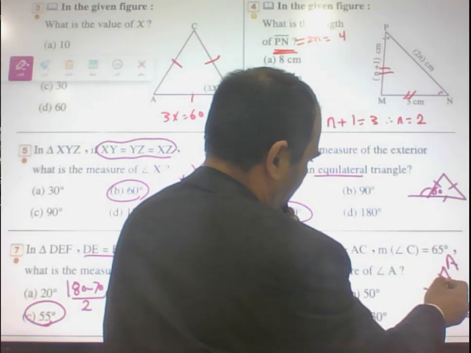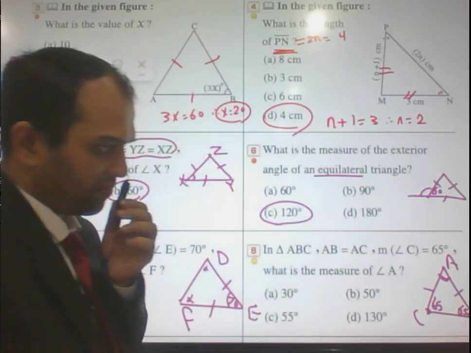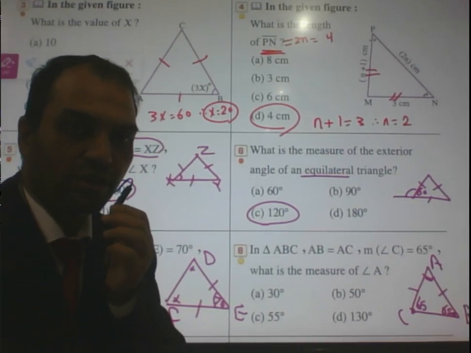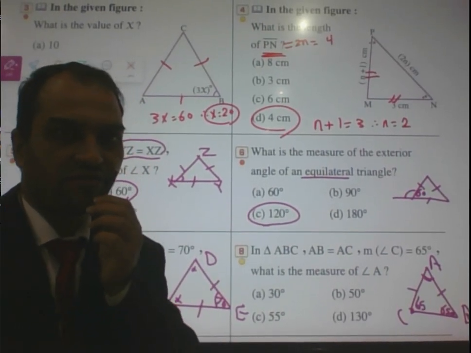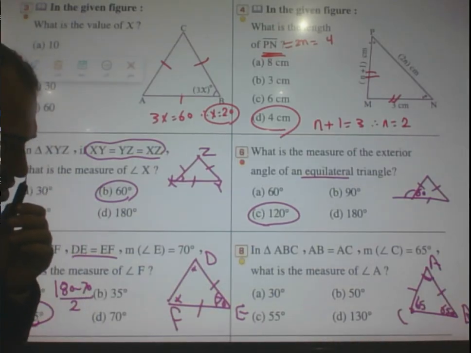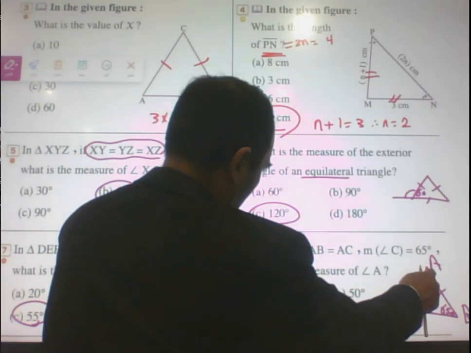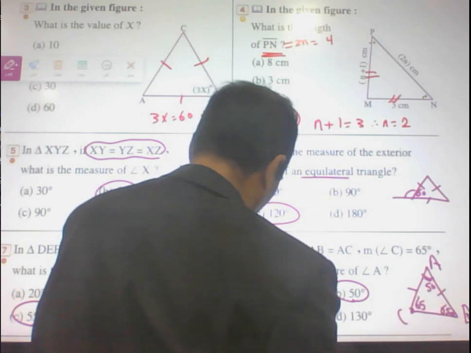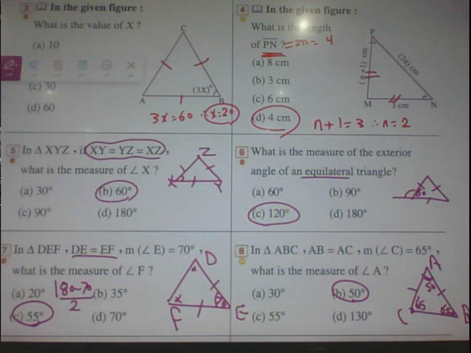Now I can find the measure of angle A by collecting the measures of angle B plus C and subtracting the answer from 180, okay? We can add together 65 plus 65 equals 130. Subtract from 180 equals 50 degrees. Then the measure of the vertex angle will be 50 degrees. Okay, next question.